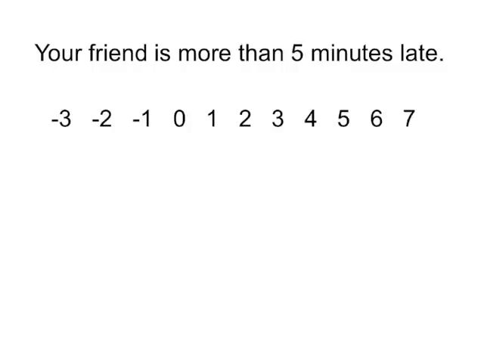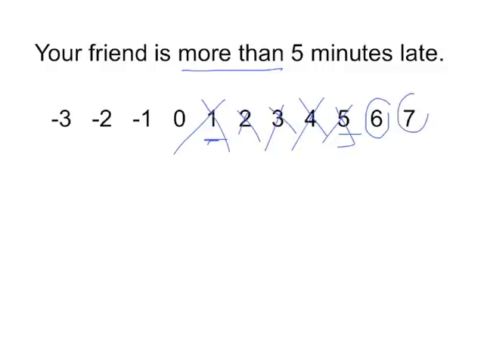Your friend is more than 5 minutes late. So we look at all these numbers below this and which ones could be true. We said they're more than 5 minutes late, so could they be 1 minute late? No, that's not enough. Could they be 2 minutes late? No. 3? No. 4? No, that's not enough time. Would 5 work? If they're 5 minutes late, is that more than 5 minutes? No. The ones that make it true are 6 and 7.